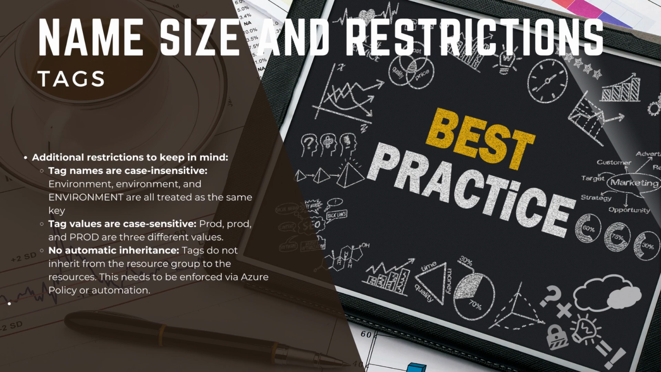Additional restrictions to keep in mind. Tag names are case-insensitive. Environment and environment are all treated as the same key. Tag values are case-sensitive. Prod and prod are two different values. No automatic inheritance. Tags do not inherit from the resource group to the resources. This needs to be enforced via Azure Policy or automation.